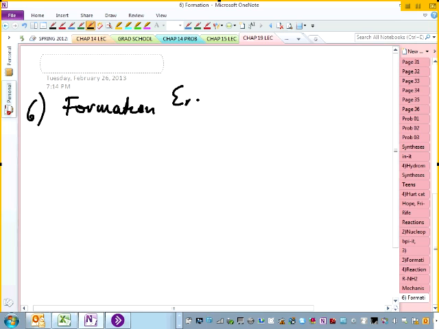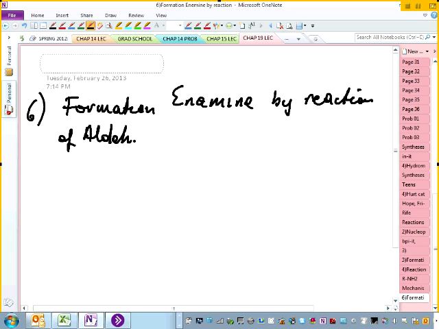Formation of enamine. Enamine, by reaction of aldehydes and ketones with a secondary amine. In this case, a secondary amine.